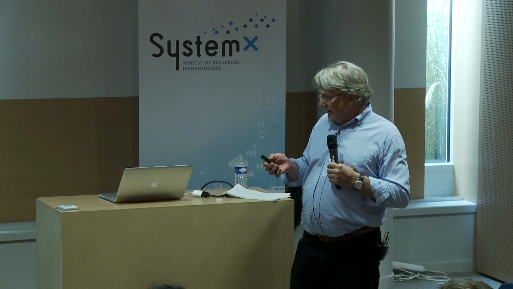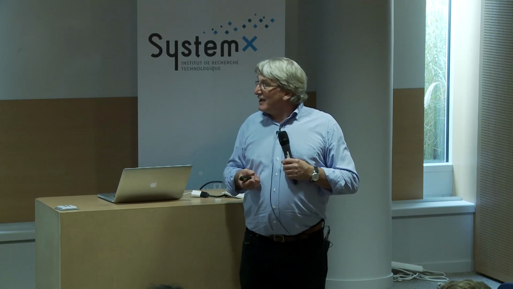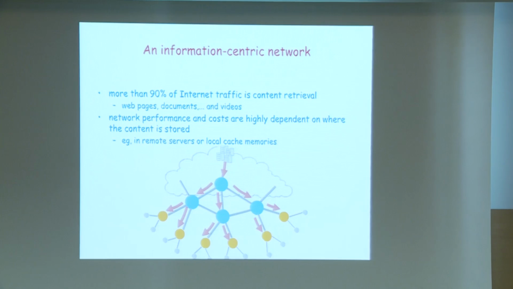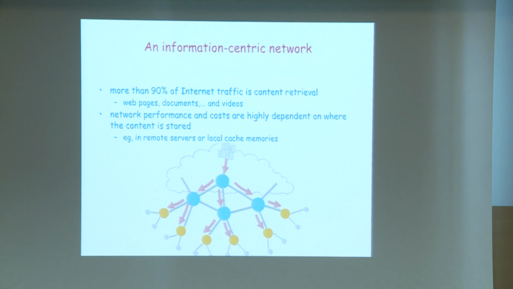So the first case is about engineering an information-centric network. So what does that mean? The network I drew initially is not complete in that we didn't have any source of data. Typically in the internet now, a large majority, more than 90% of the internet traffic, is dealing with content retrieval. You're getting web pages, you're getting files, you're getting more and more videos. And these videos may be coming from across the network.